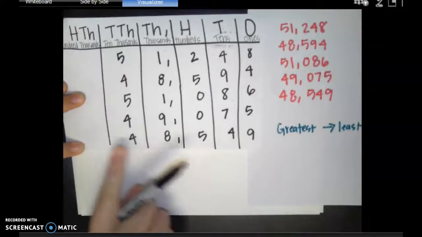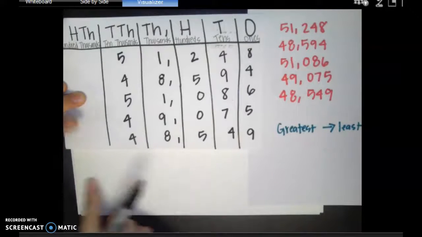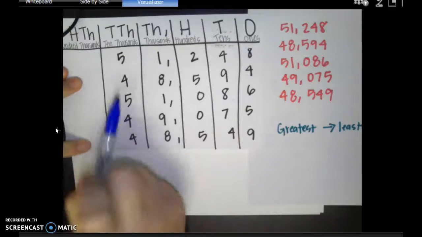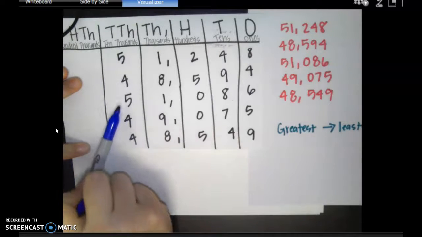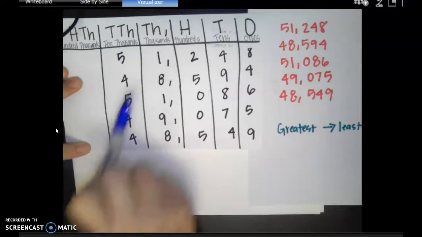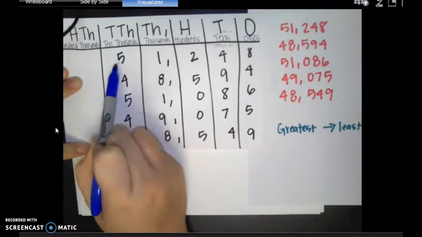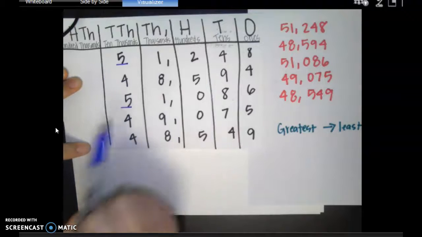And when I write those numbers in order from greatest to least, I'm going to write them out down here on the bottom. So I need to find my greatest number. And remember, we look at the greatest place value we have. So I have a 5, 4, 5, 4, 4 in my 10,000s place value. And I'm looking for the greatest one. I know that 5s are greater than 4.